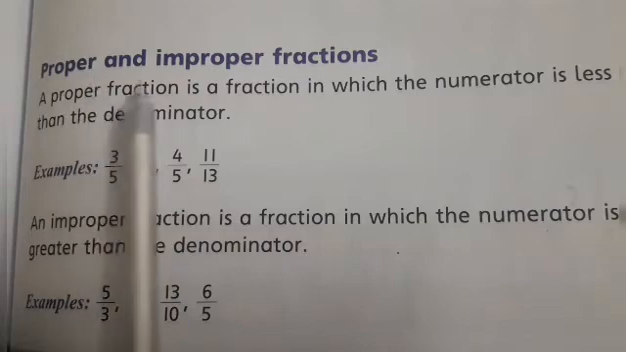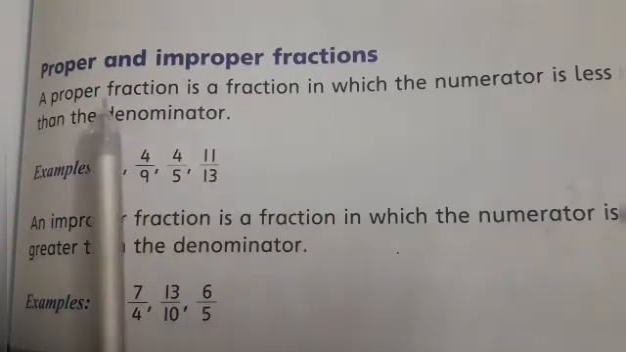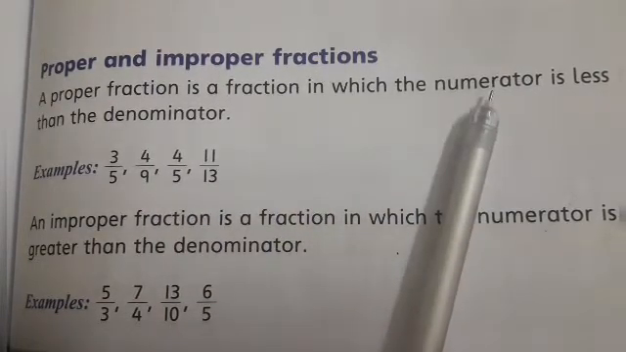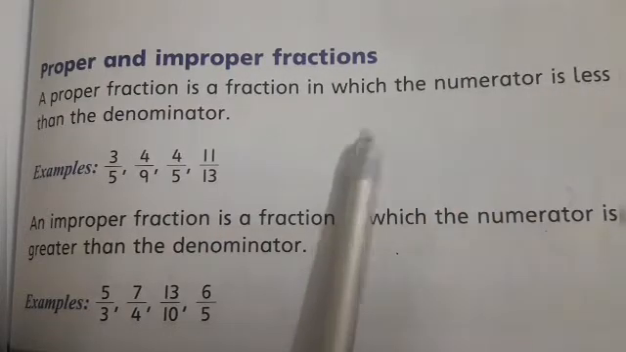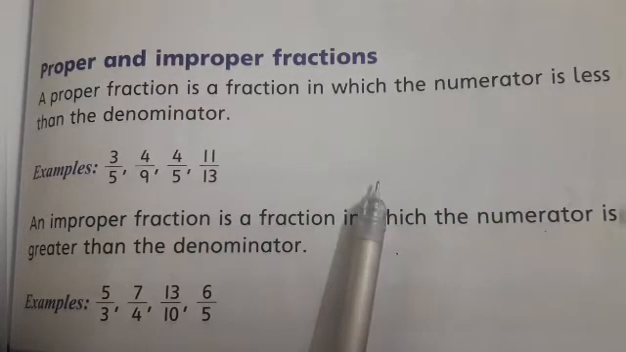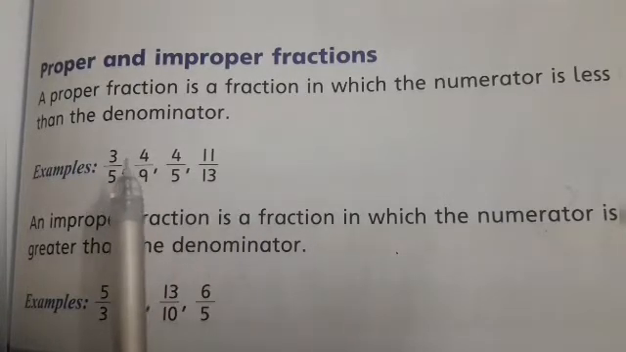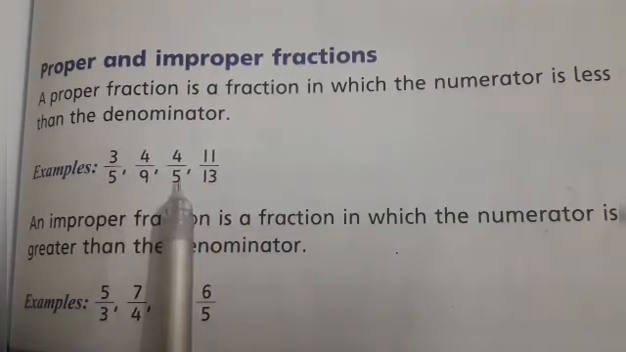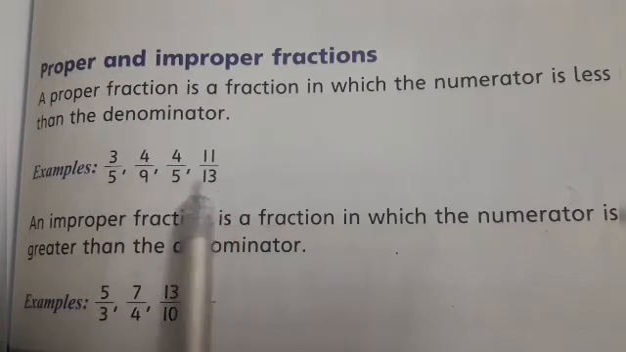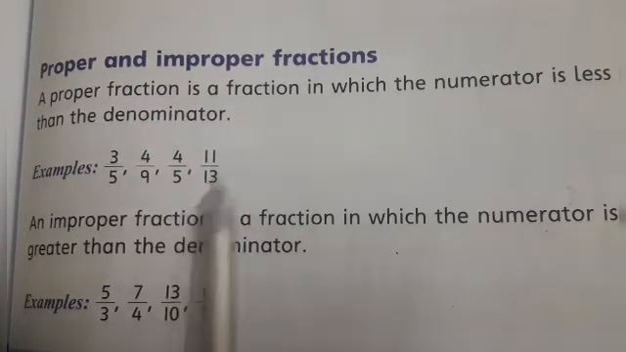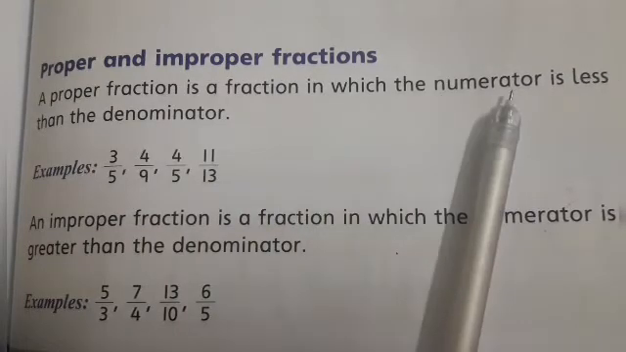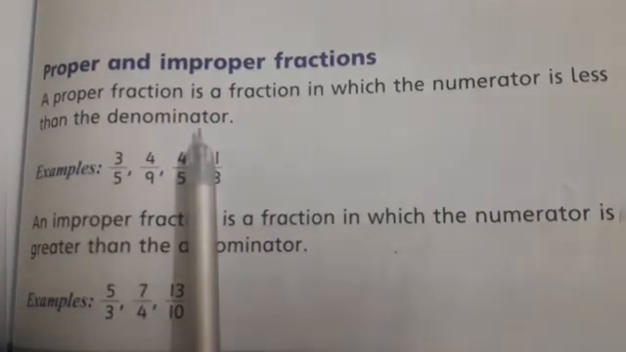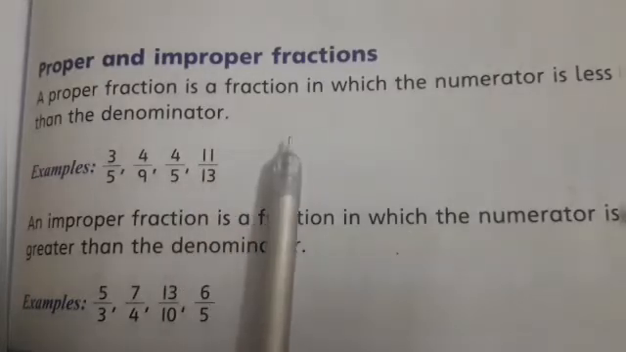Okay, first of all, proper and improper fractions. A proper fraction is a fraction in which the numerator is less. Numerator, you know, the above number is called the numerator and the below number is called the denominator. For example, you can see here 3, 4, 4 and 11. These are the numerators, and 5, 9, 5, 13, below the line, all the numbers are denominators. So the fraction in which the numerator is smaller than the denominator is a proper fraction.